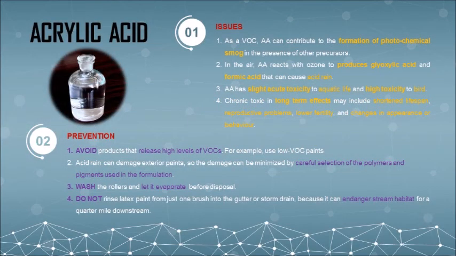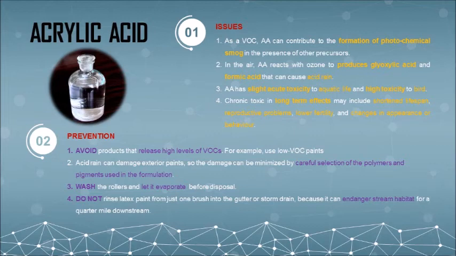Acrylic acid is one of the products of this paint production. There are several issues regarding the exposure to acrylic acid. Acrylic acid is one of the volatile organic compounds that can contribute to the formation of photochemical smog in the presence of other precursors. In the atmosphere, acrylic acid reacts with ozone to produce glyoxylic acid and formic acid that can cause acid rain. Acrylic acid has slight acute toxicity to aquatic life and high toxicity to birds.